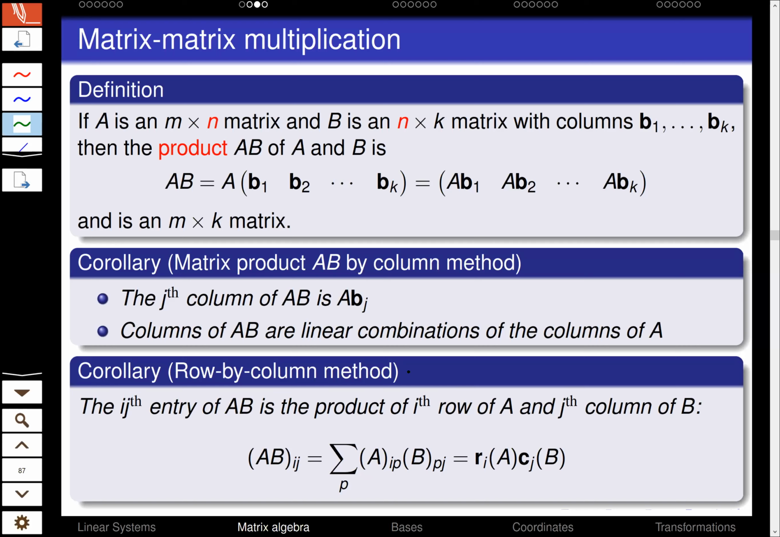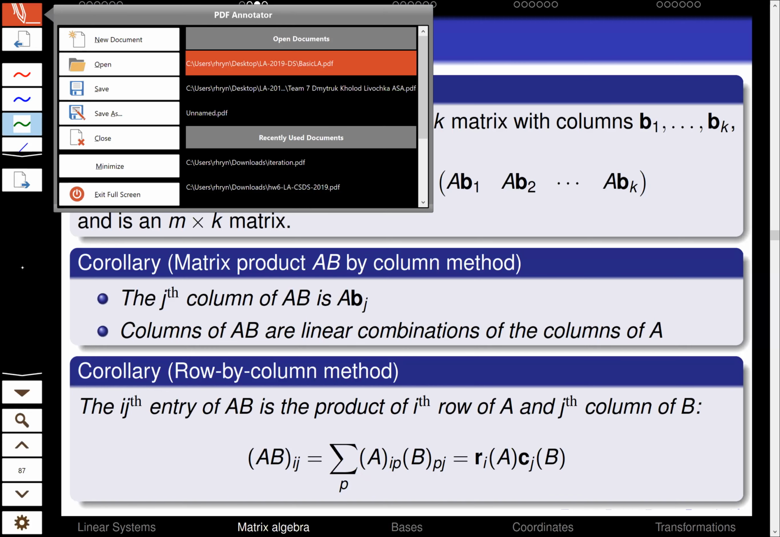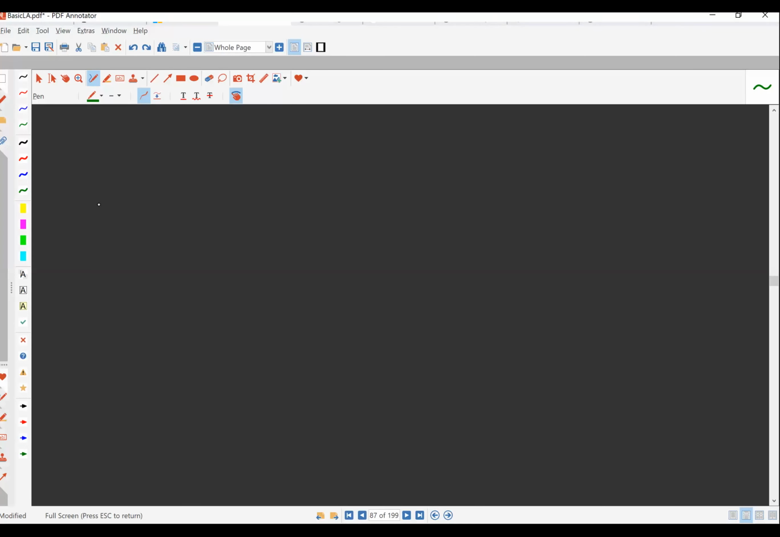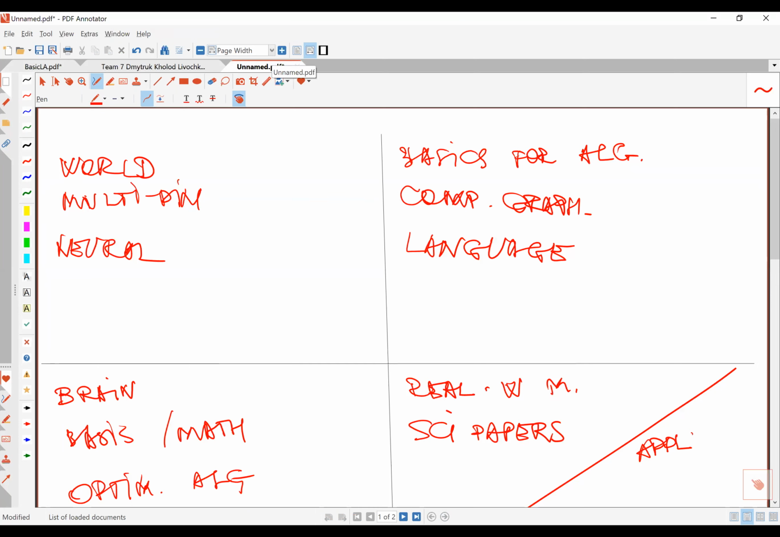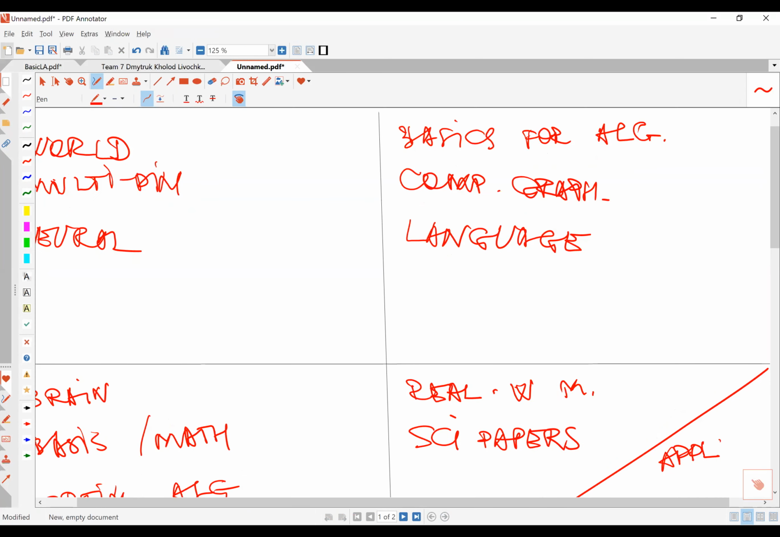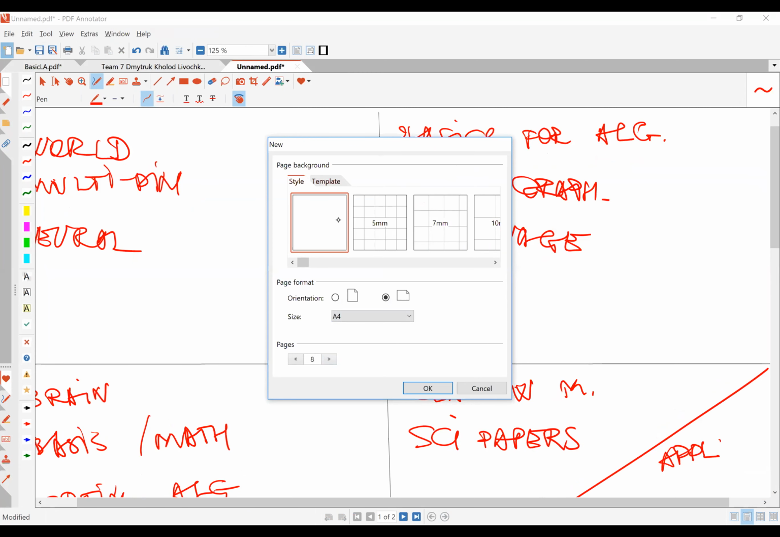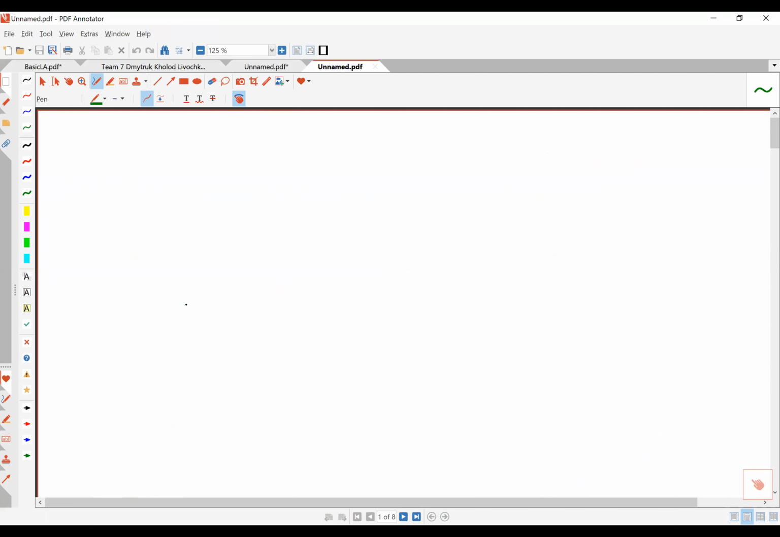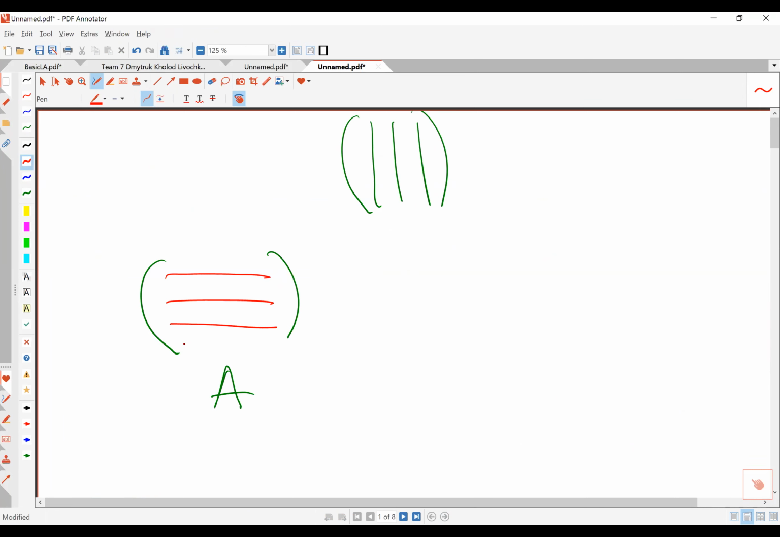It's convenient. I don't know if you learned these tricks in your school, but if you need to multiply matrix A by matrix B, it's convenient to say, a 4 by 5 matrix and a 5 by 3 matrix. How do we multiply them? We can just write down A and B this way.